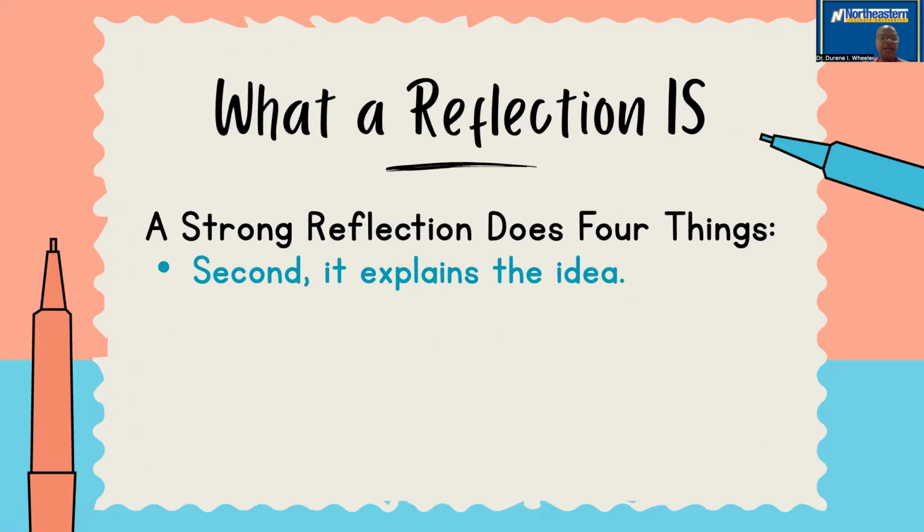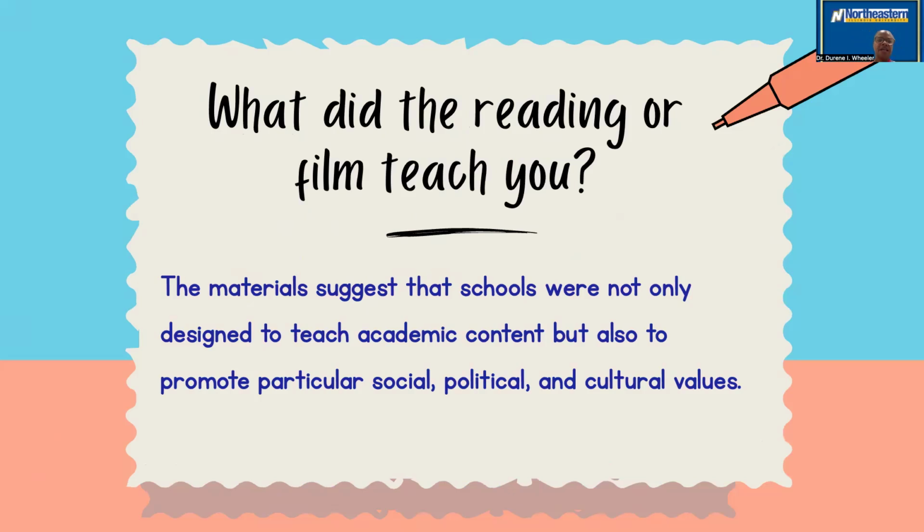The second thing that a good reflection does is it explains that idea. So, what do we mean by education isn't neutral? How do we connect that to the readings, to the documentary, to the film, or the podcast? What does it teach you about that? In order to explain that, you need to think about what is being taught to me through these materials. One of the ways you could think about this is like I've written here: these materials, the readings, the documentaries suggest that schools were not only designed to teach academic content, but also to promote particular social, political, and cultural values. So this provides a brief example and connection of how we are saying what we read, what we watched, and what it taught us.